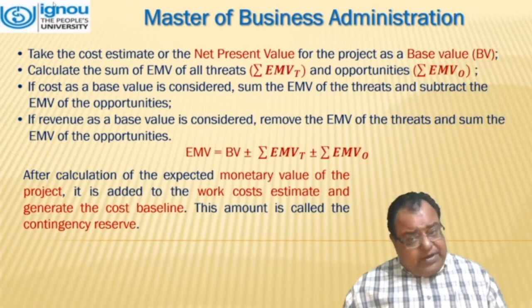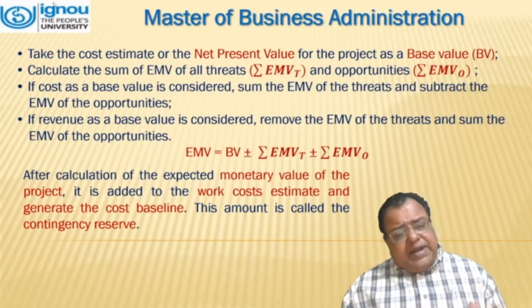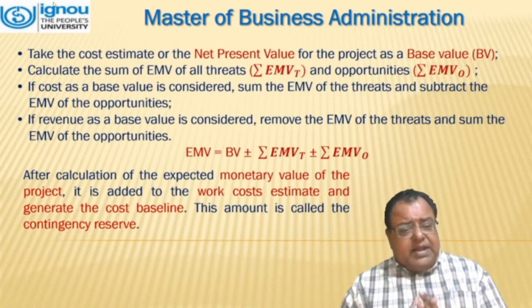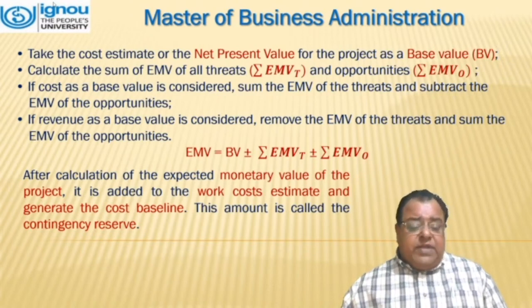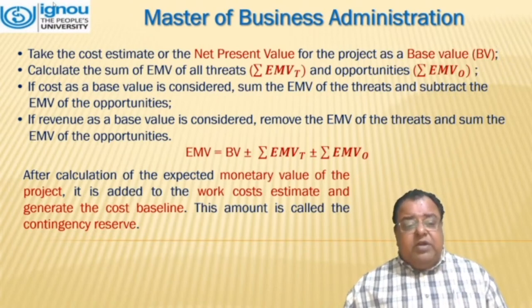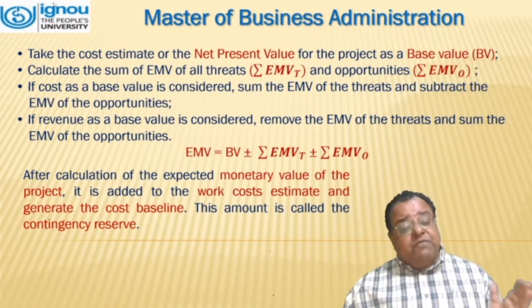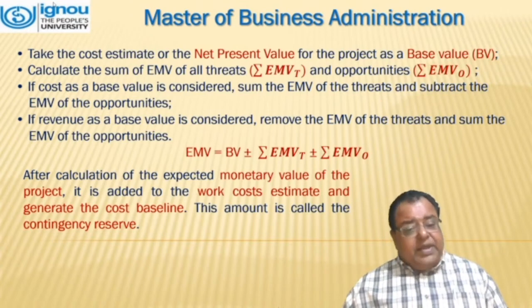If revenue as the base value is considered, remove the EMV of threats and sum the EMV of opportunities. After calculating, we have the basic formula, that is EMV equal to PV plus minus summation of EMV T plus minus summation of EMV O. After calculation of the expected monetary value of the project, it is added to the work cost estimate and generates the cost baseline. This amount is called the contingency reserve.